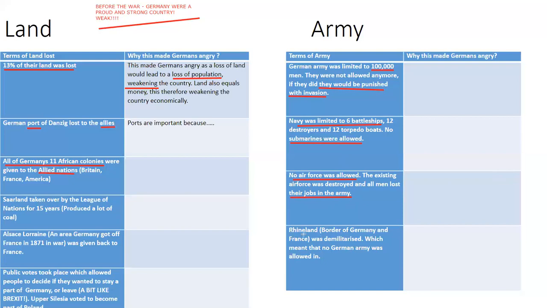And the Rhineland, the border of Germany and France, was demilitarized. Demilitarized means it's not allowed any soldiers on it, the border. It meant that no German army was allowed in, and it meant that there was no possibility of Germany invading France. Why is that going to make Germans angry? Well, if anything, it makes them susceptible to invasion by France. So it puts Germany in a weak position.